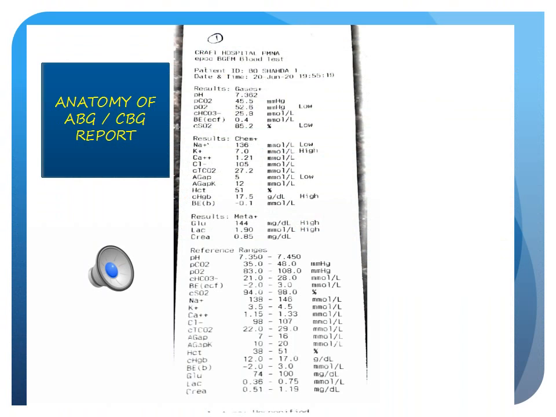So this is the way a normal CBG is going to come to you. So we look at the pH, whether it's acidosis or alkalosis. Here the pH is 7.35, it's normal. PCO2 is 45, the normal is 35 to 45, that's also normal. HCO3 is 20 to 26, that's also normal.